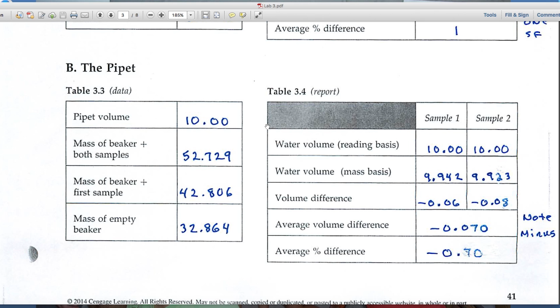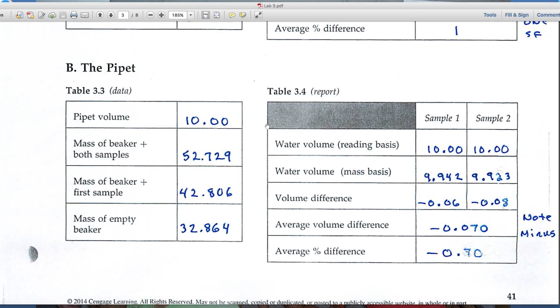And in the calculations and report page, it tells you that if the upper number is larger than the lower number, then the volume difference will be a negative. So be sure and put that negative sign in there if your data is similar to mine. So, for example, I find the volume difference is a minus 0.06 and a minus 0.08 for sample 2.